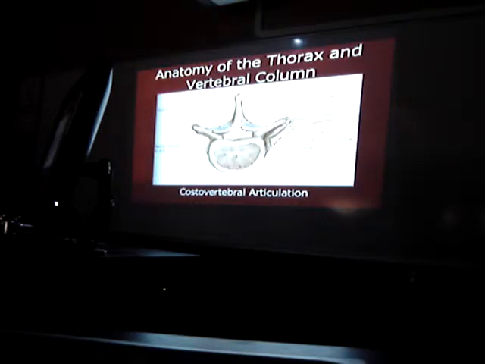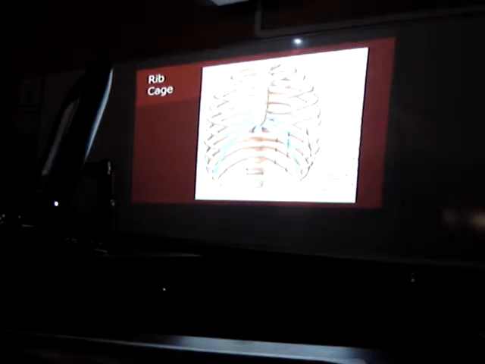Okay? And here we see the articulation of a rib with a thoracic vertebra. Okay, and you see that the rib actually articulates in two different places. Okay, the so-called costovertebral articulation is twofold. Costo means rib, so costovertebral articulation. And we have a lot of hyaline cartilage, okay, which allows us to expand and contract the chest cavity as we breathe, which is pretty important.